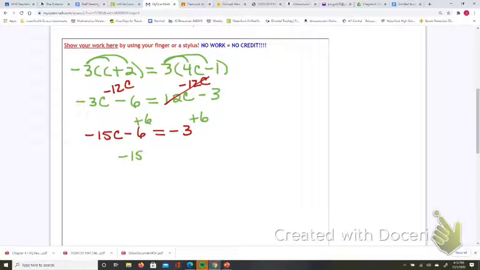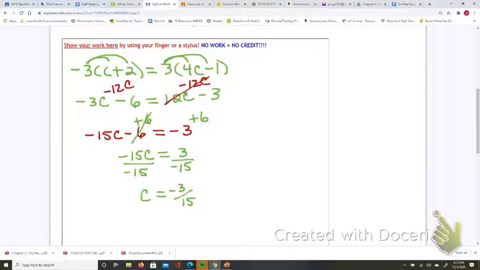So now we get negative 15c, negative 6 plus 6 is 0, equals negative 3 plus 6. We have 3 negatives and 6 positives. We have both, so we have to subtract. 6 minus 3 is 3. Now, we had 3 negatives and 6 positives, so our leftovers are positive, so it's positive 3. And our final step is to undo the multiplication. So I find my variable, and the number next to it is negative 15. So I divide by negative 15, divide by negative 15. Negative 15 divided by negative 15 is 1c, and then we have negative 3 over 15.